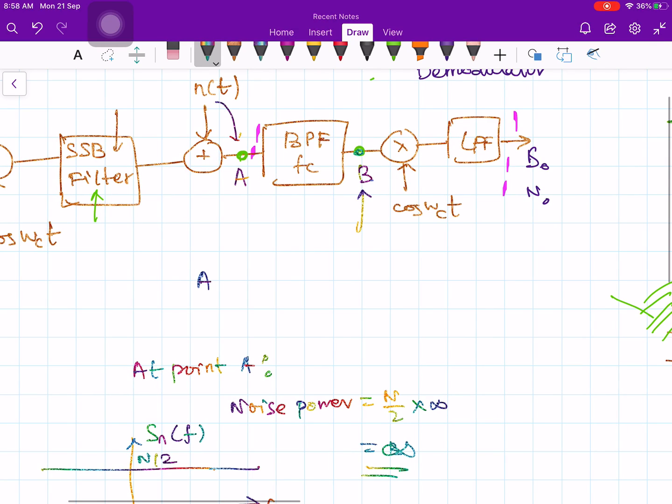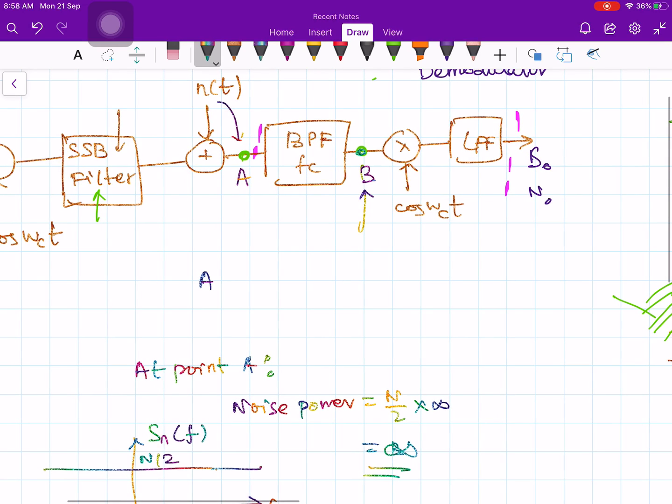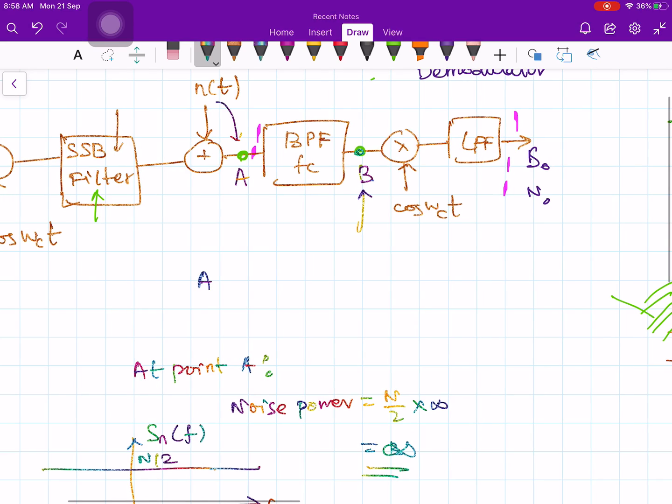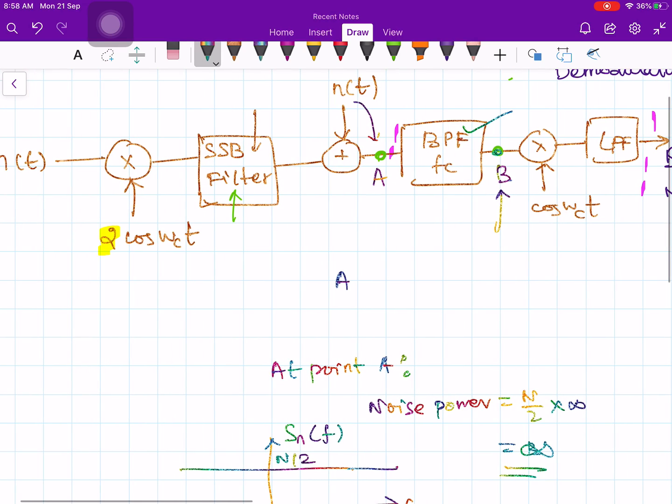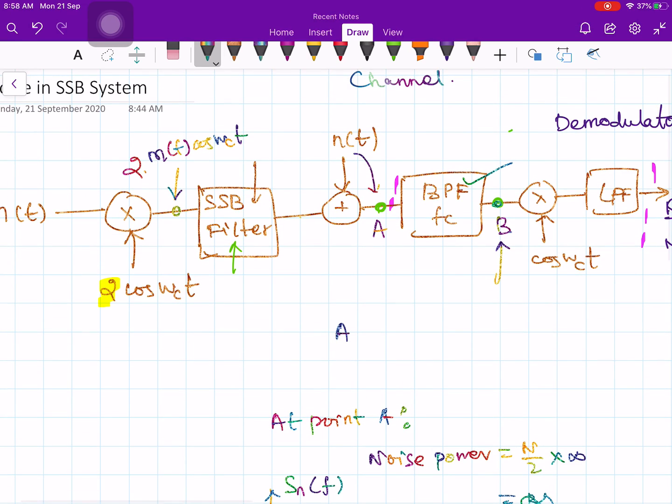It is much more meaningful to talk about the input signal power and input noise power immediately after the band pass filter. So that's what we are doing now. At point A, what is the transmitted signal? So at this point your signal is 2 times m of t cos omega ct. And after the band pass filter, what is the signal?